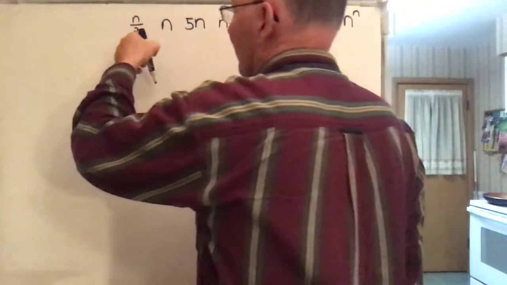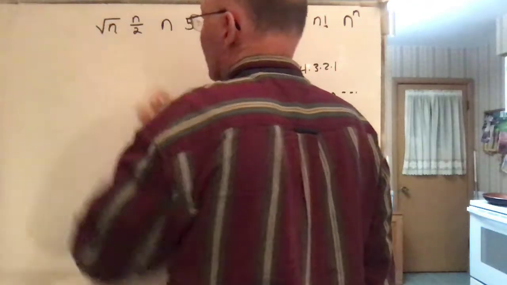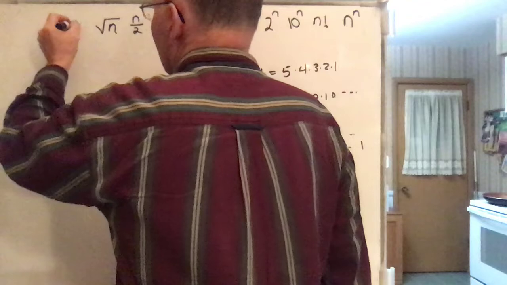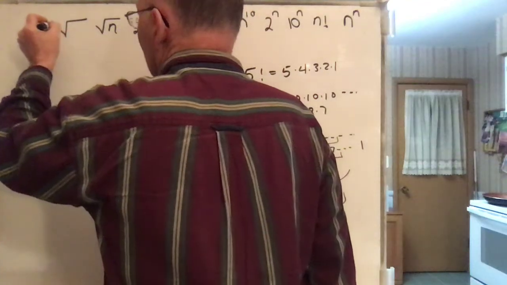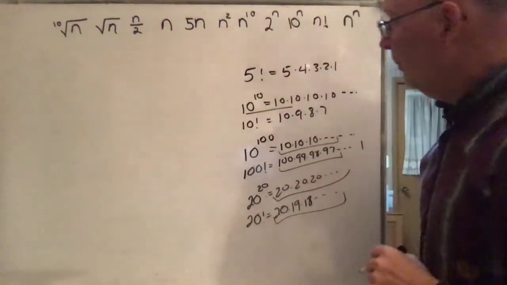If you want something that grows even slower than that, you could have the square root of n. The square root of n grows slower than that. As soon as you have the square root of n, then you can have, say, the 5th root or the 10th root of n, something like that. That's going to grow slower than this.